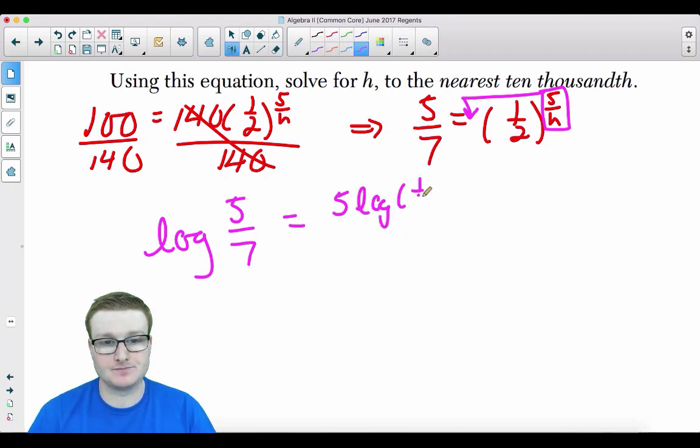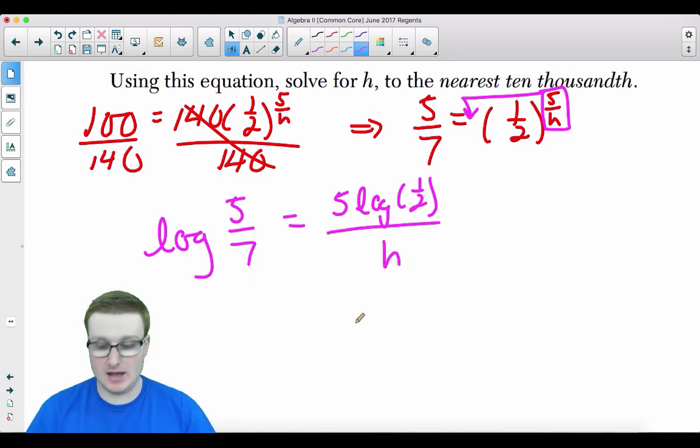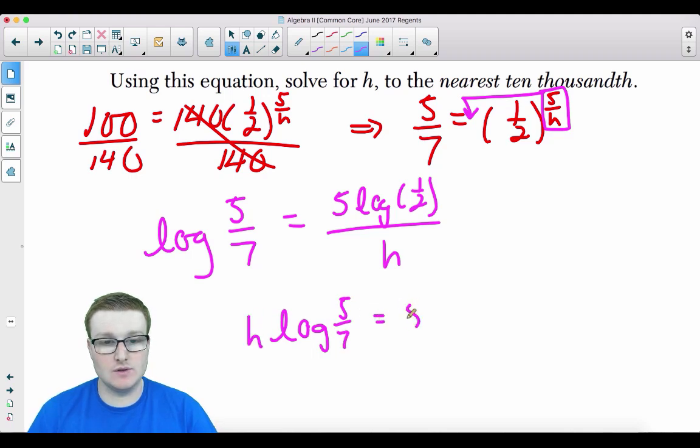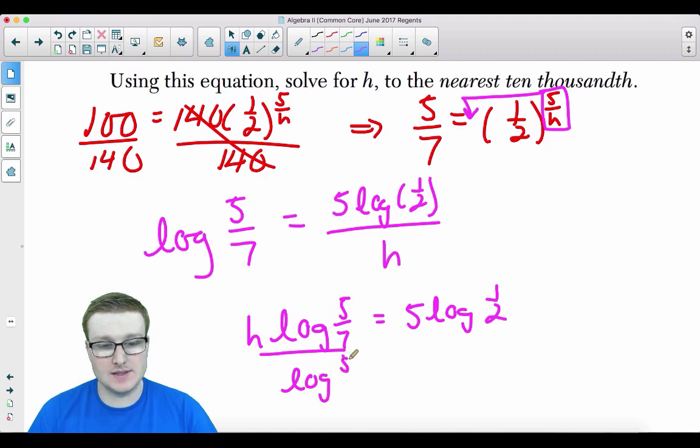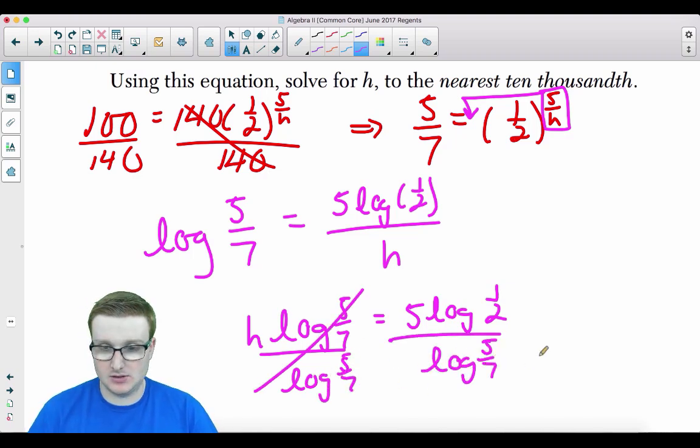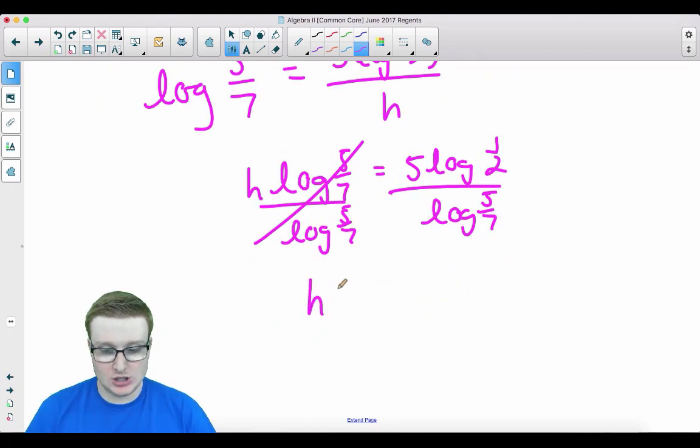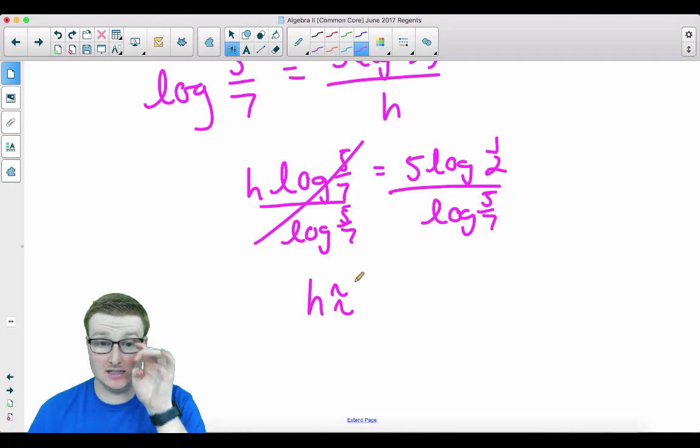Log of 1/2 divided by H. I'm going to cross multiply, I should say. So we have log of 5/7 with an H up front is equal to 5 log of 1/2. Divide by the log of 5/7. Cancel those out. We get H is approximately equal to, and it says round to the nearest 10,000. That's 4 decimal places, ladies and gentlemen.